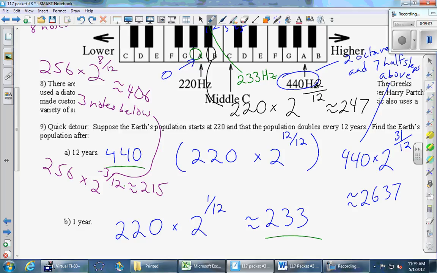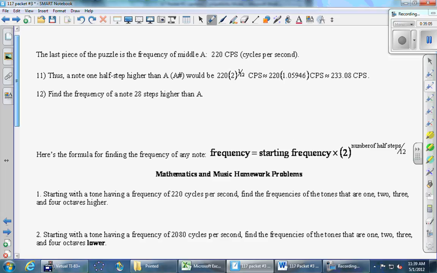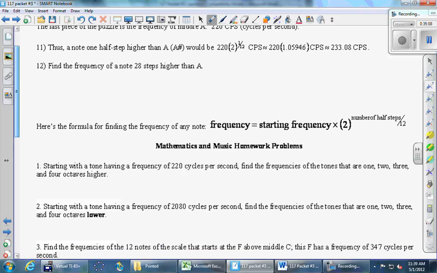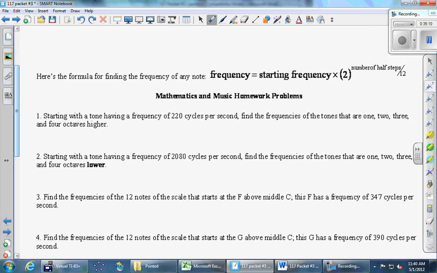Okay, so we've been kind of playing around, and we didn't actually have the formula written out, so let's show you that there is a formula right here that we've been using over and over again. It's on the next page. It says if you want to find the frequency of any note, you put your starting frequency times 2, always, because we're talking about a doubling, to the number of half steps over 12, always, because we use 12-tone scales here. Questions on how to use the formula?